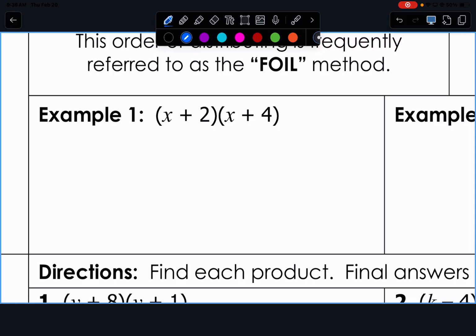So we're going to do x times x. We're going to start with that. Which is what? X squared. Yep. Then we're going to take that same x and go over. What is x times 4? 4x.